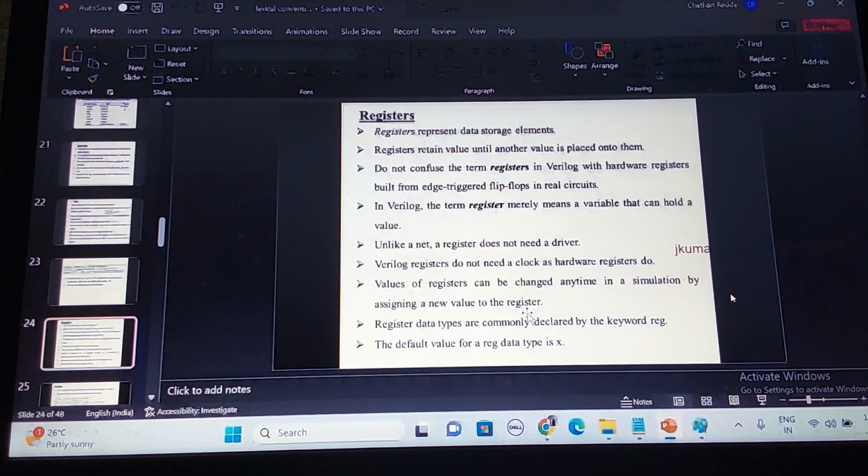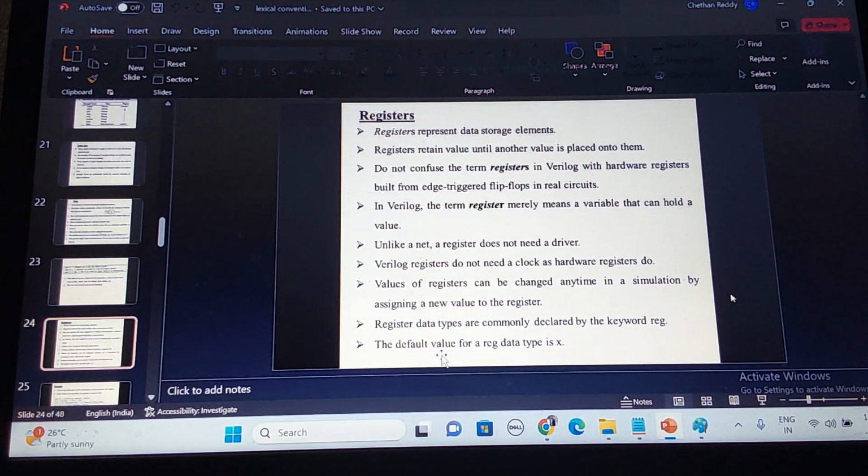So for Verilog registers, the values can be changed anytime in the simulation by assigning a new value to the register. Register data types are commonly declared using the keyword reg. How are nets declared? What keyword can you use? How to declare the register data type? You use the keyword reg. The default value of the reg data type is X, meaning unknown.